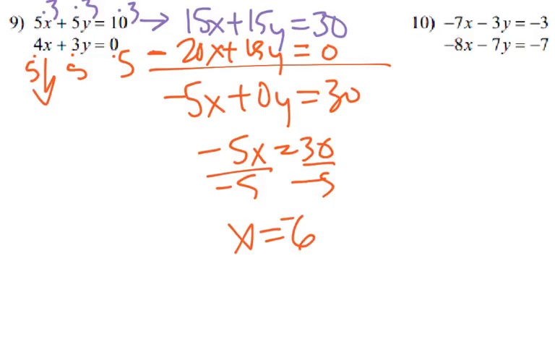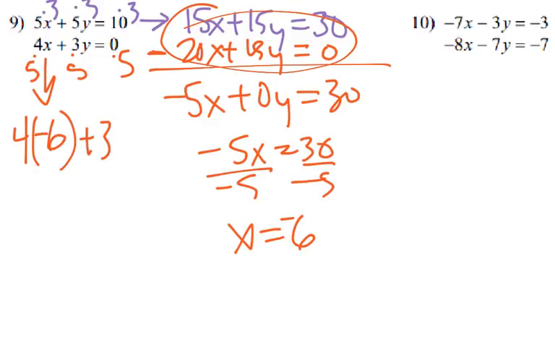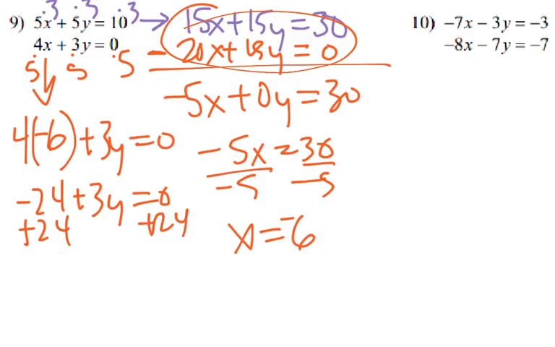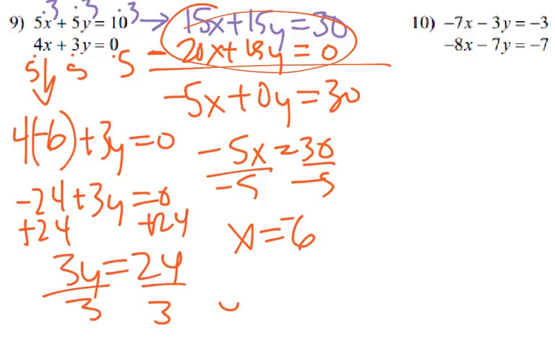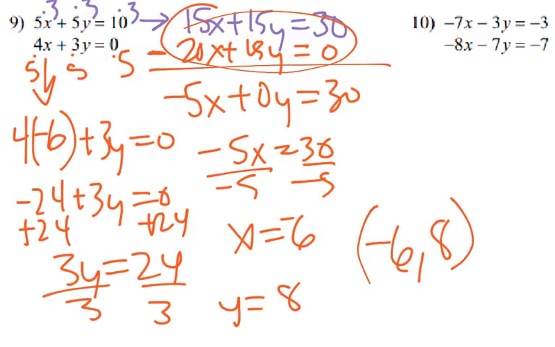Plug it back in to one of my originals. You don't have to use these new ones to plug it back in. And typically they're bigger, so I like to do it this way. So negative 24 plus 3y equals 0, add 24 to both sides. 3y equals positive 24, divide by 3, and y equals positive 8. So there's our answer, negative 6, positive 8.